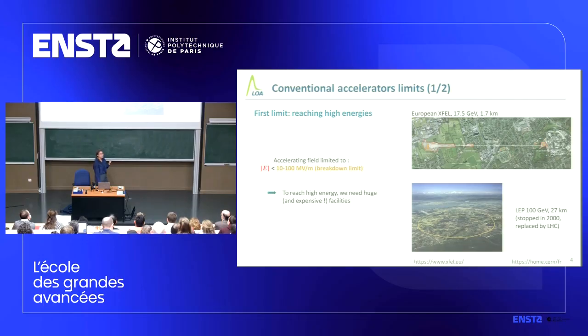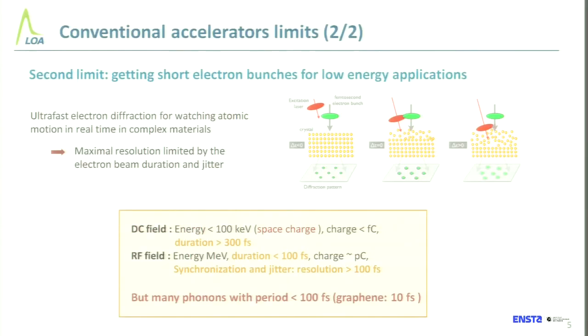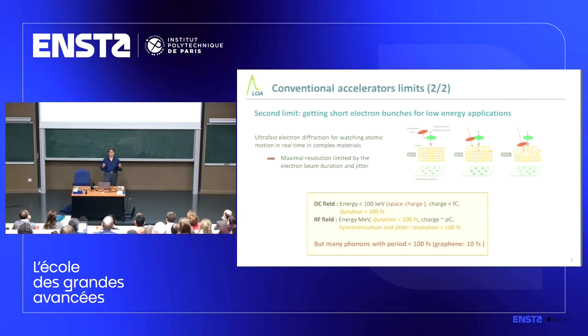The European XFEL accelerates electrons up to 17.5 giga-electron volts within almost 2 kilometers. And the highest energy ever reached for electrons is 100 giga-electron volts at the LEP, which has been replaced by the LHC, and which is 27 kilometers in circumference. So this is for the high energies. And now there is a low energy application, which is ultrafast electron diffraction, in which we need some very short electron bunches, and it's not possible to have such super short electron beams using linear acceleration.